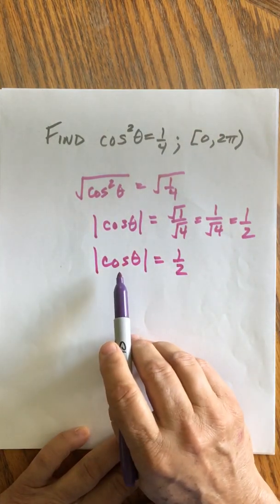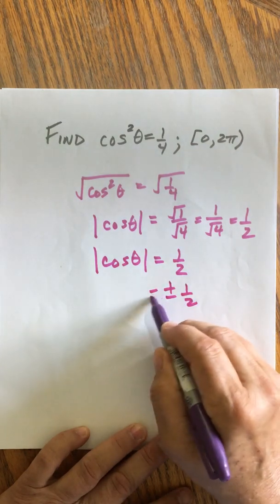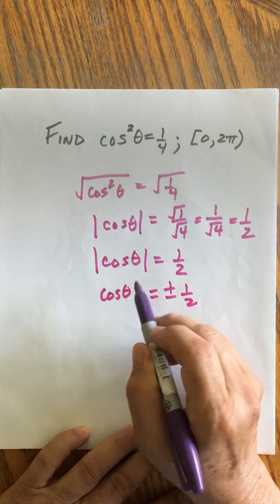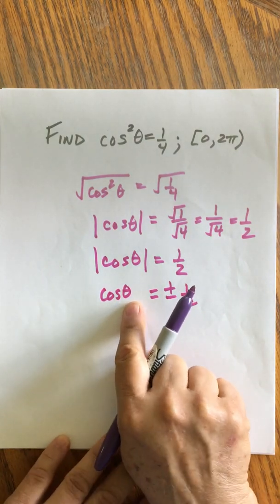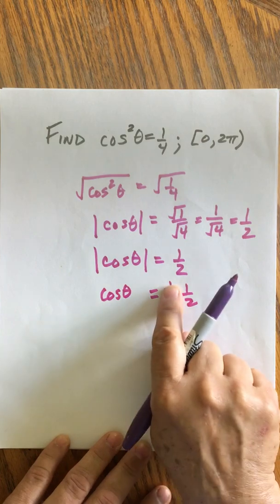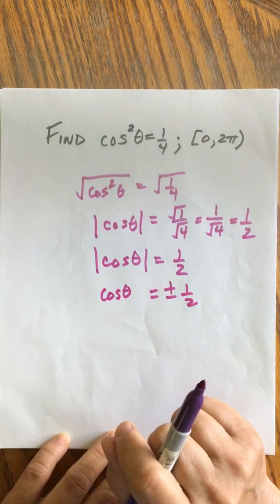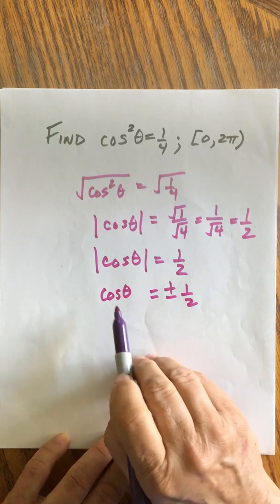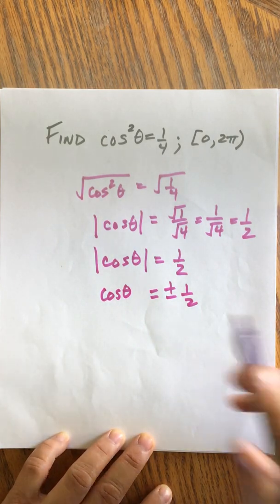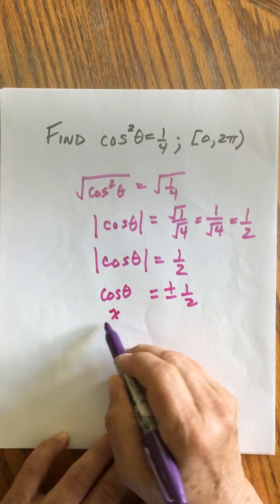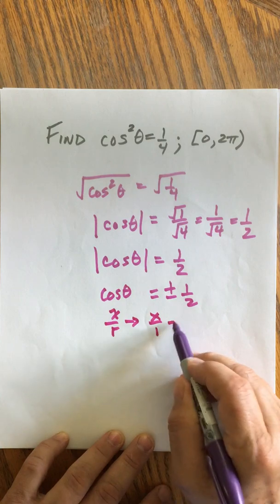And now, to remove the absolute value, I'm going to have to write plus or minus on the other side, right? So we don't know if that was originally positive or negative. So now what I'm looking for is that angle for which the cosine of that angle is positive or negative a half. And remember, what I have to do to answer that is remember what is the underlying ratio or definition of cosine, and it is x over r. But remember, x over r, when you're on a unit circle, is really x over 1, which is just x.